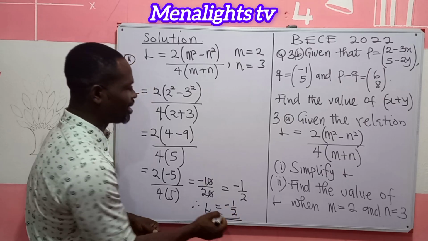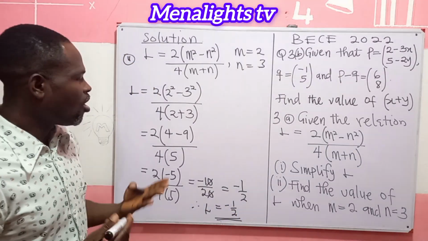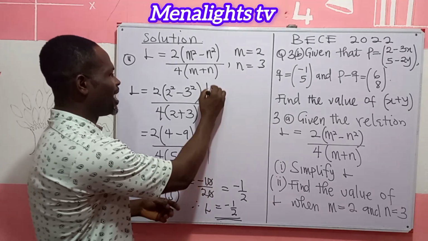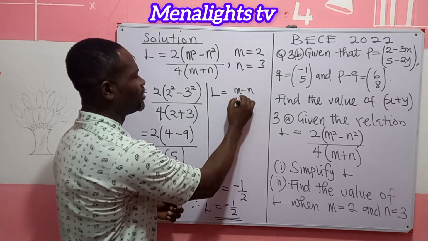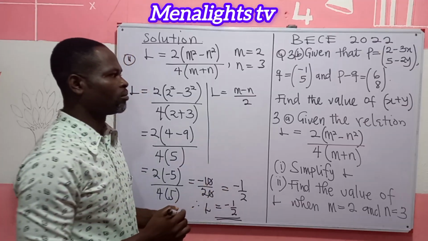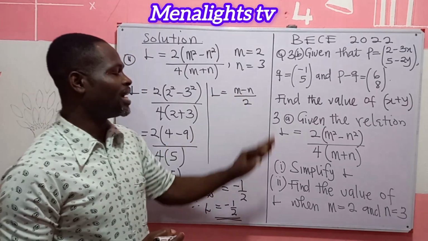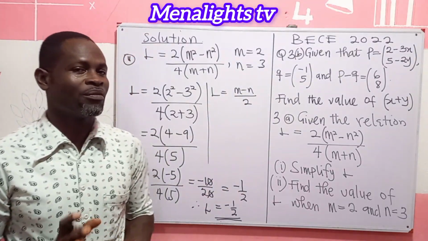So that is the answer for L. Or in other words, we simplified L and got m minus n divided by 2, or half of m minus n. That's what we have when we simplify.